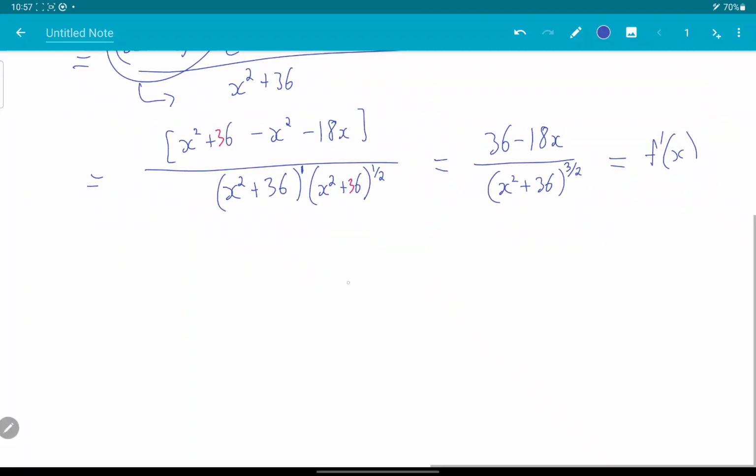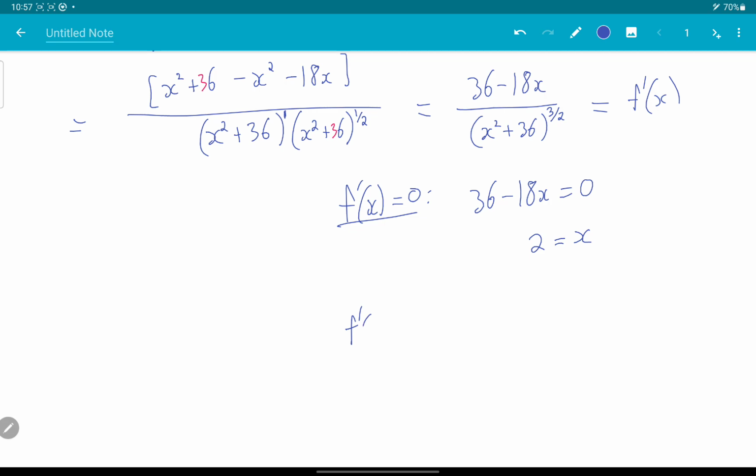Okay, critical numbers. So f prime, what kind of f is that? f prime of x equals 0 when the numerator is 0. So looks like x is 2. f prime of x does not exist. I would need the denominator to be 0, but that's never going to happen because you would have x squared plus 36 equal to 0.